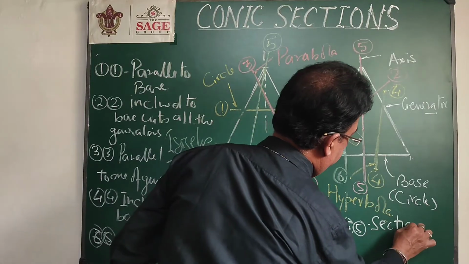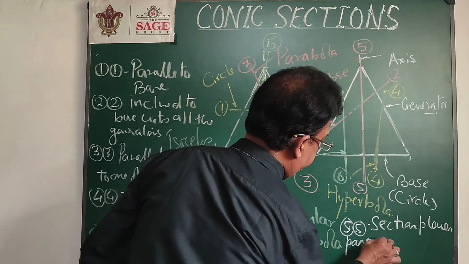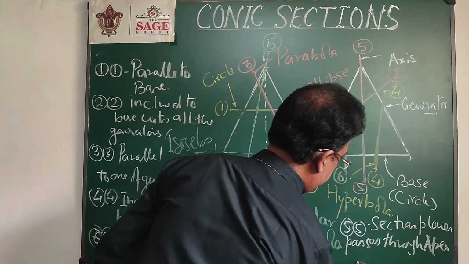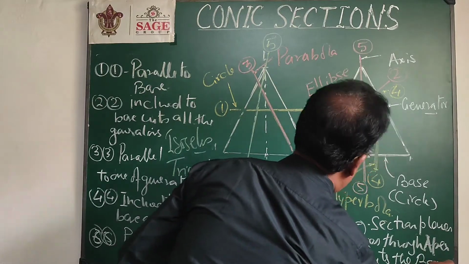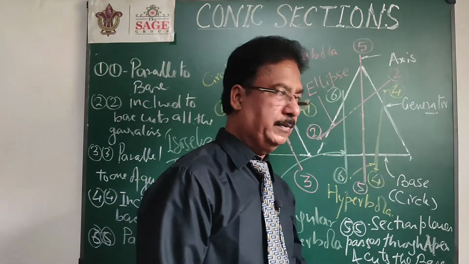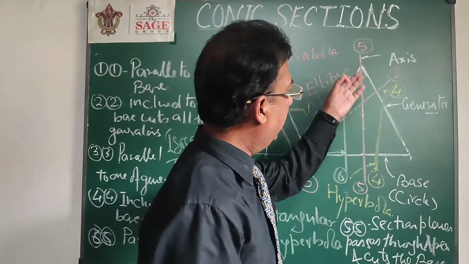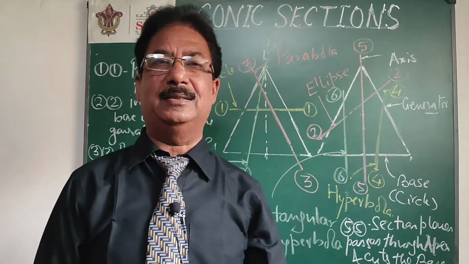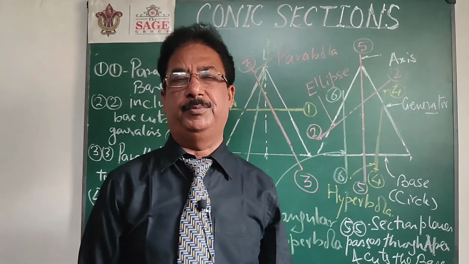section plane passes through the apex and cuts the base. When the section plane passes through the apex and cuts the base, we get a triangle. Most of the time, as I told you, that will be an isosceles triangle, and if it passes through the axis, then the triangle will be of the maximum possible size, equal to the front view of this cone.